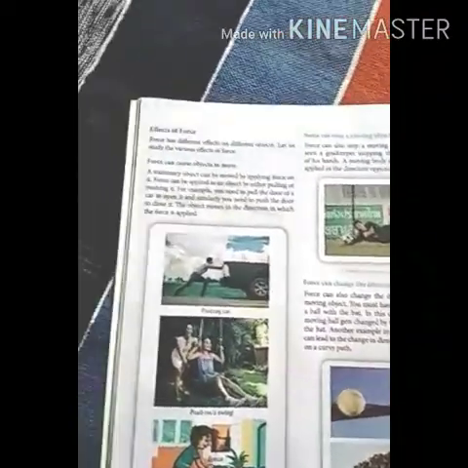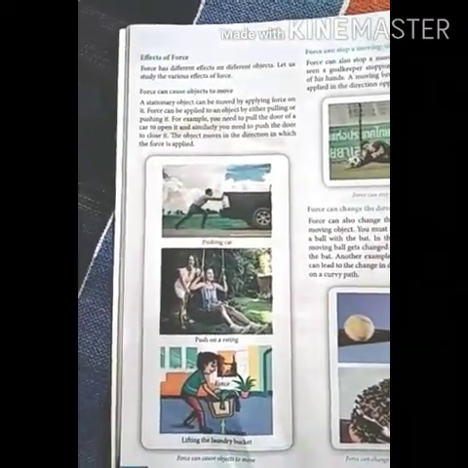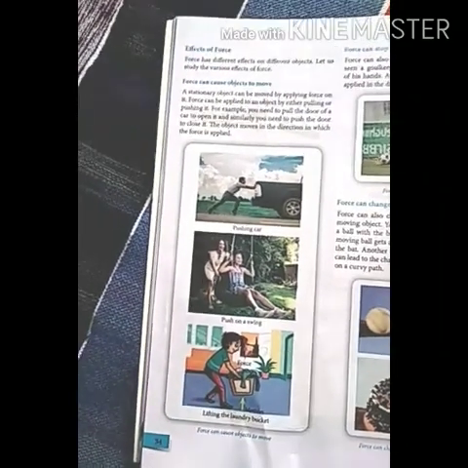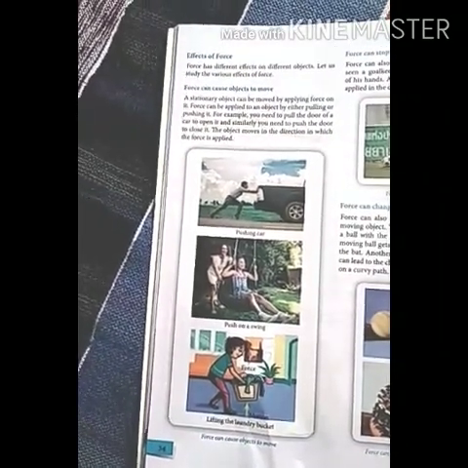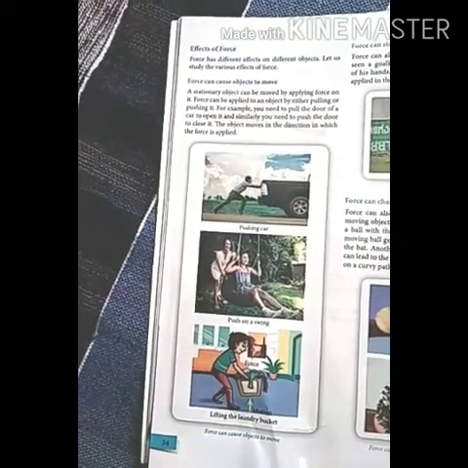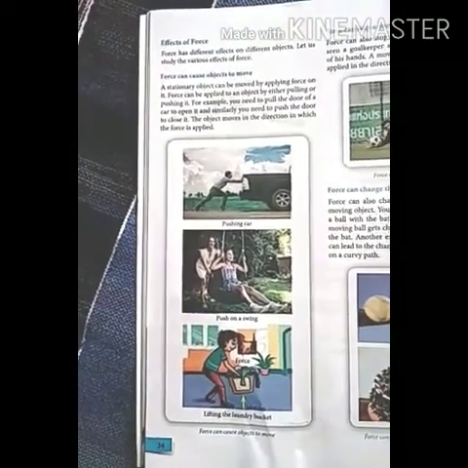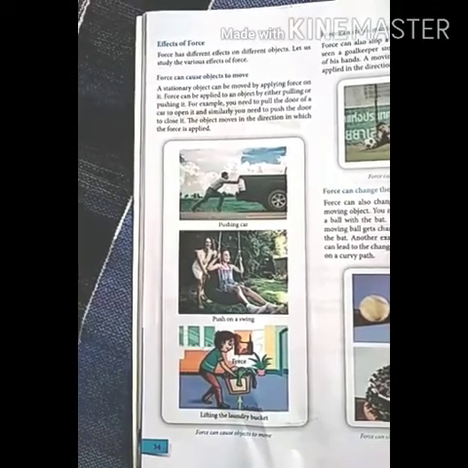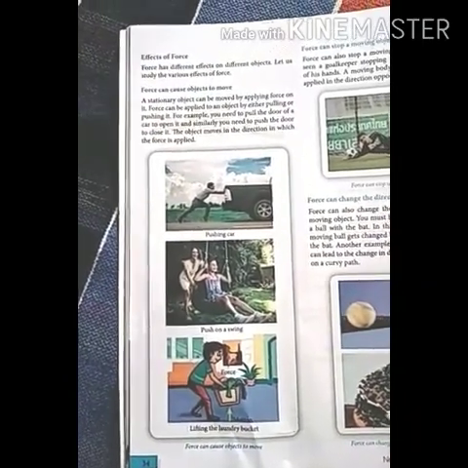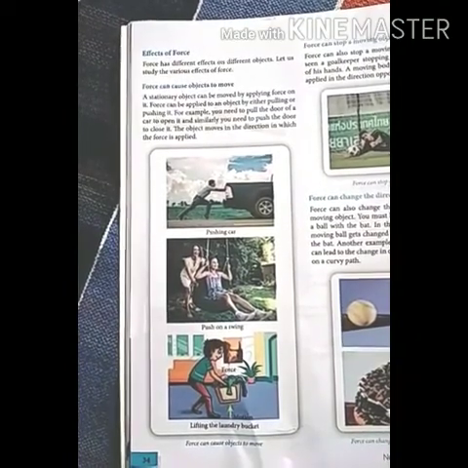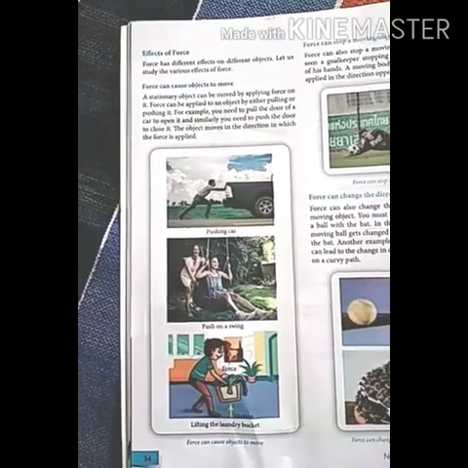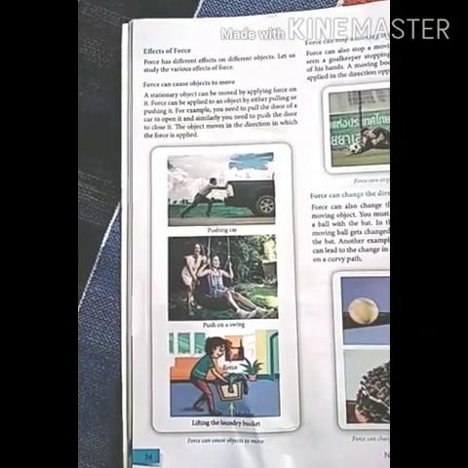Effects of force. The force has different effects. For example, force can cause objects to move. A stationary object can be moved by applying a force on it. Stationary object means the objects which are at rest. For example, a car is at rest. If we push the car from its backside, the car starts moving. If a sufficient amount of force is applied from the backside of the car, then the car starts moving.